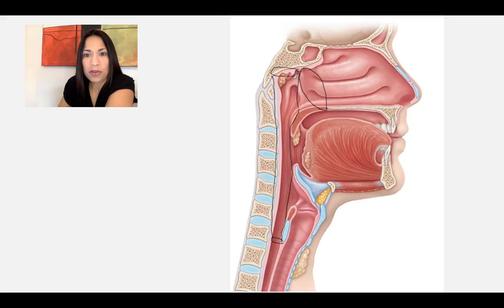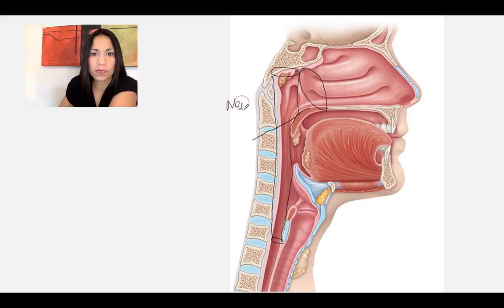The section right posterior, the superior portion of the pharynx, that is posterior to the nasal cavity, right above or superior to the uvula, this is your nasopharynx.